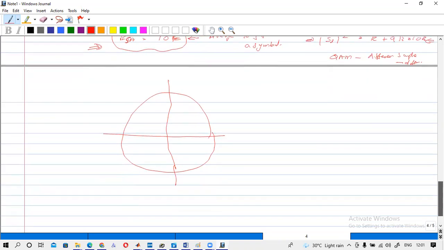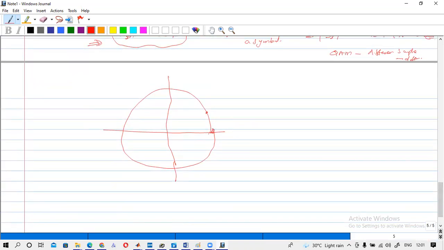So what about PSK? So here you have 8 symbols like this. So what about this? The energy of the symbols, are they same or not? Please tell me. Energy of the symbols are same or not in PSK? Yes, it is same. Very good. Why is it same?